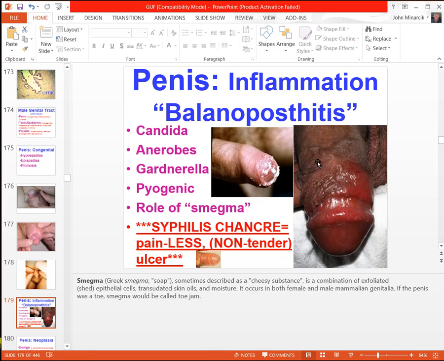When they describe lesions of primary syphilis, the so-called chancre, the one word they always use, without fail, is non-tender. In fact, they might say non-tender ulcer. So what does that mean? It means chancres are not painful. For some reason, that's very important clinical information.